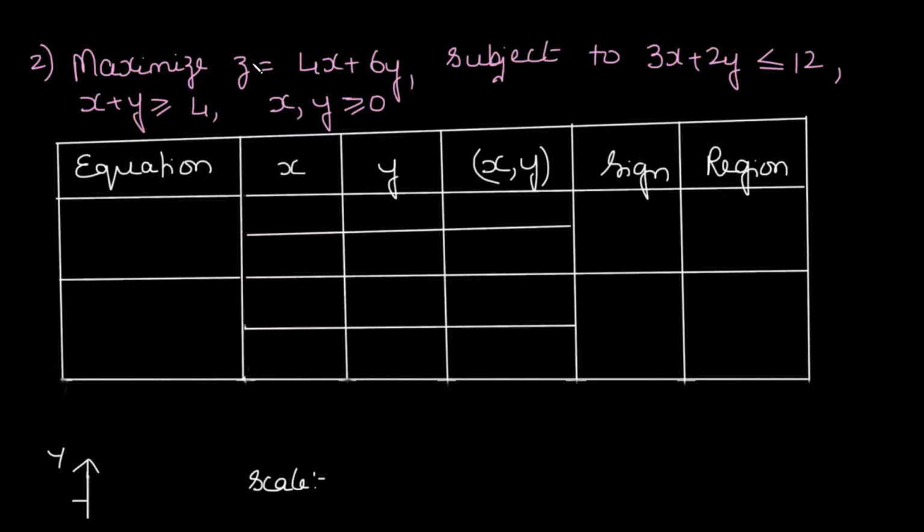The second question is maximize Z is equal to 4x plus 6y subject to 3x plus 2y less than or equal to 12 and x plus y greater than or equal to 4, and the non-negativity constraints are given over here. So our objective function is to maximize this particular equation. These are our constraints, linear inequalities. We are going to convert them into equations first. So converting these into equations, we write 3x plus 2y is equal to 12.